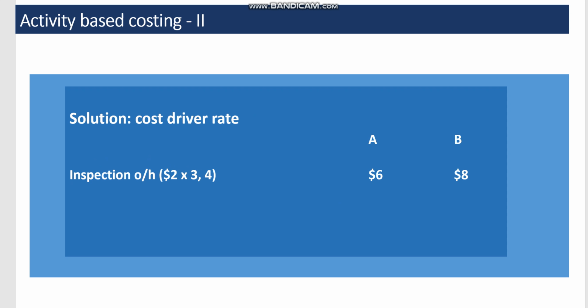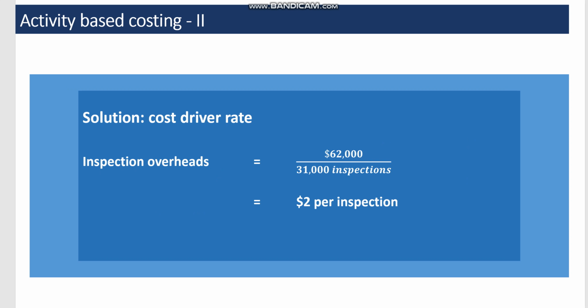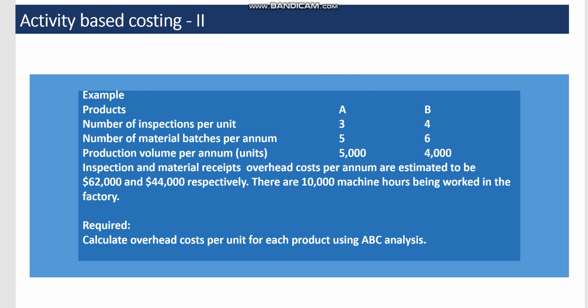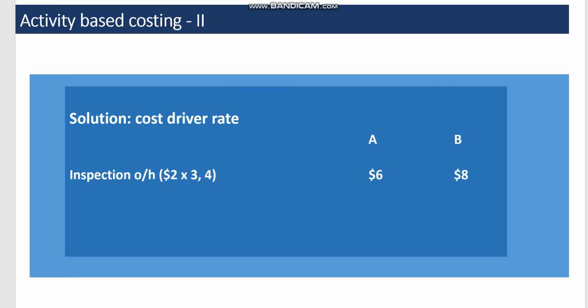Now, to link up the inspection overhead cost: it is $2 per inspection. And how many inspections are needed for A? 3 inspections for 1 unit of A and 4 inspections for 1 unit of B. So the cost driver rate times 3 and 4 gives us the proportionate inspection overhead cost for 1 unit of A and 1 unit of B.